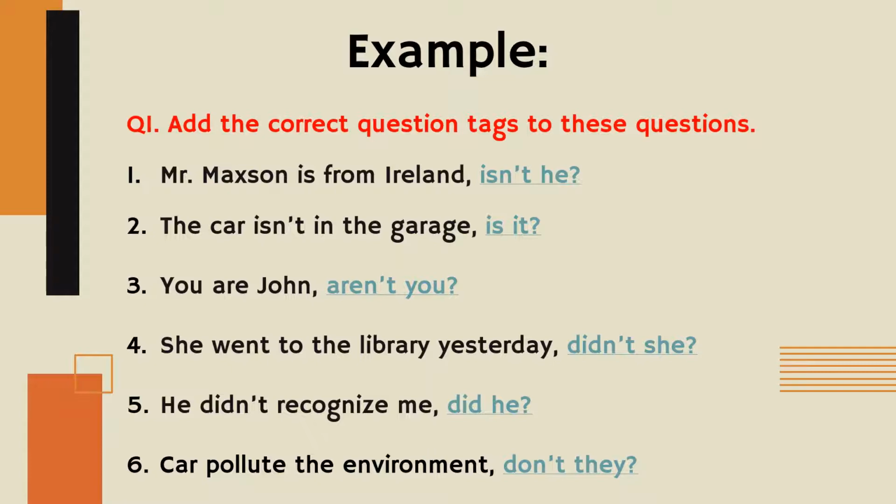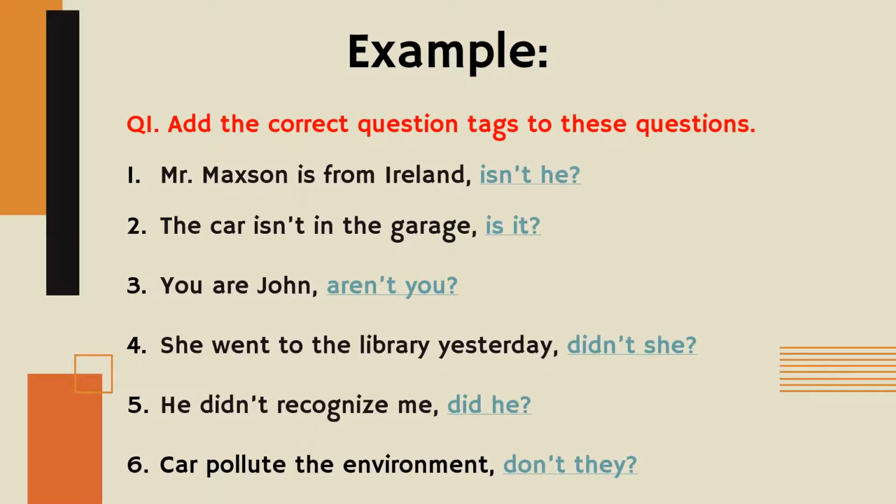So the tag will be negative and the helping verb is. And in the statement, Mr. Maxon is a noun. But we are not supposed to use the noun. So instead of Maxon, it will become he. So this positive will change into negative as isn't he. So the question tag to the first statement is isn't he.